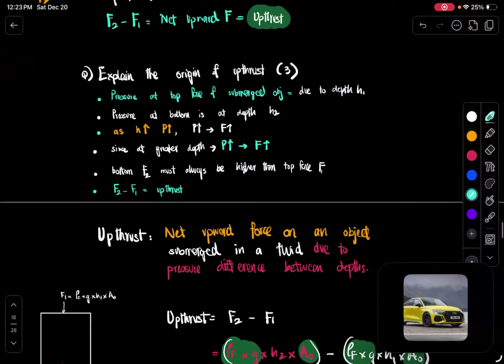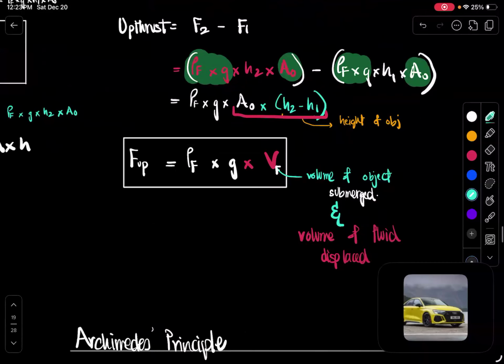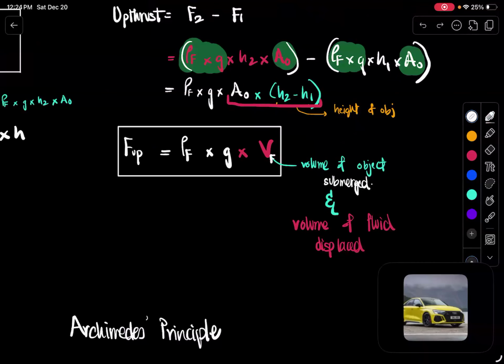Where is it? Okay, I'll write that down later. So this volume, this V, right? This V is basically equivalent to the volume of the object that is submerged, and it is equal to the volume of the fluid that is displaced. Now, that means F upthrust is equal to the density of the fluid times g times Vf, right?